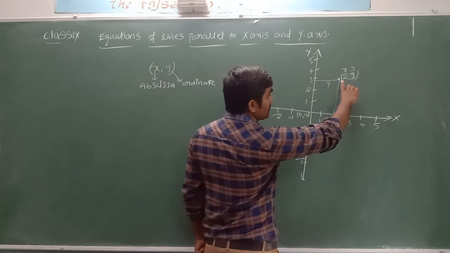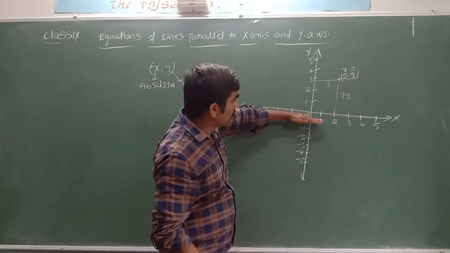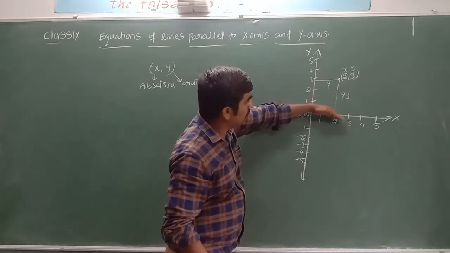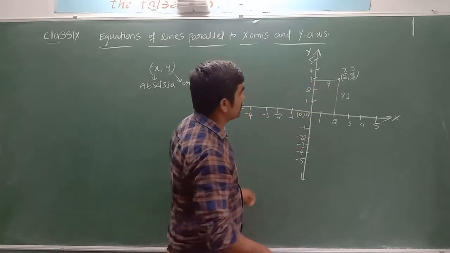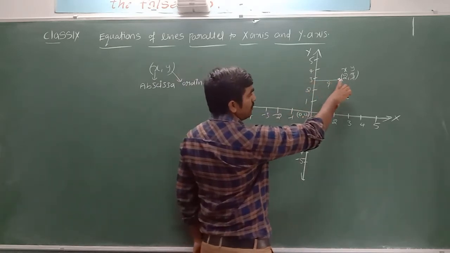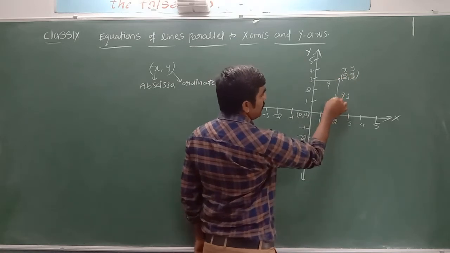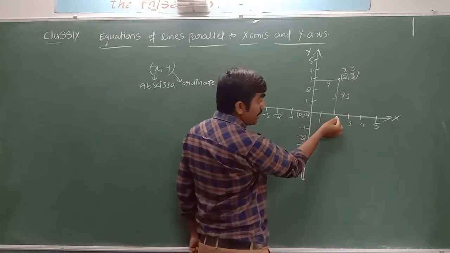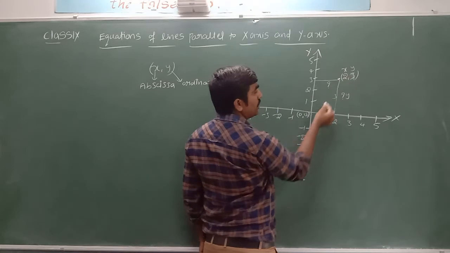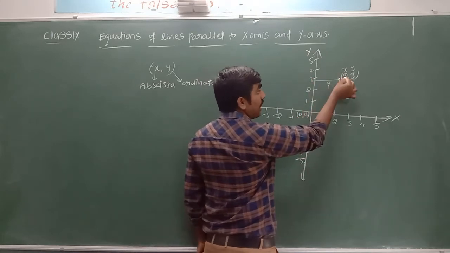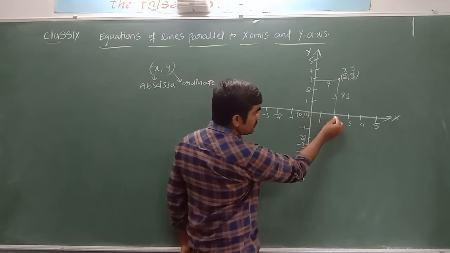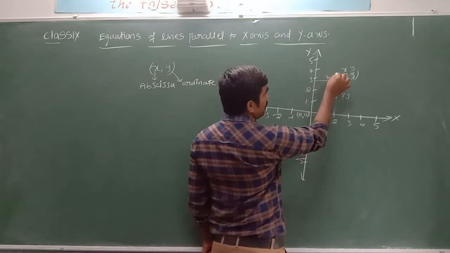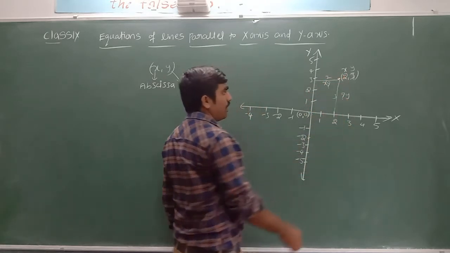How can I find the distance? From the center to here it is 3 units. This one also is 3 units, both are parallel. So the distance from the x-axis is the ordinate, and the distance from the y-axis is the abscissa. What is the distance from the y-axis? It is 2 units. Similarly, this also we can take as 2 units, which is the abscissa.